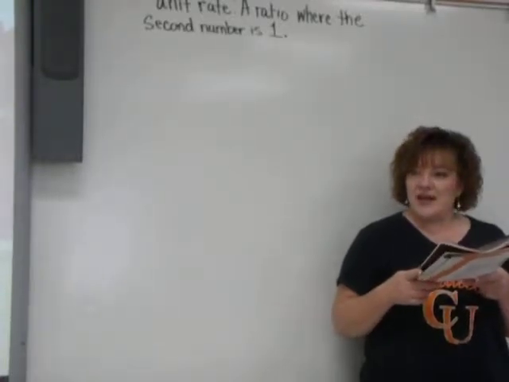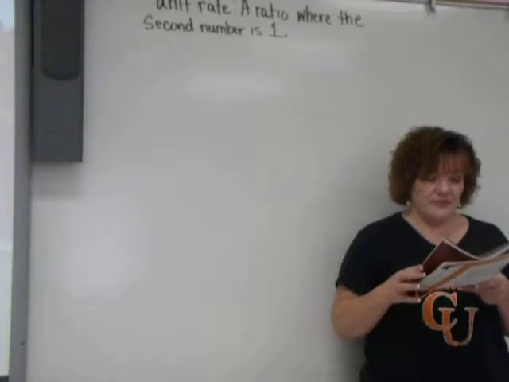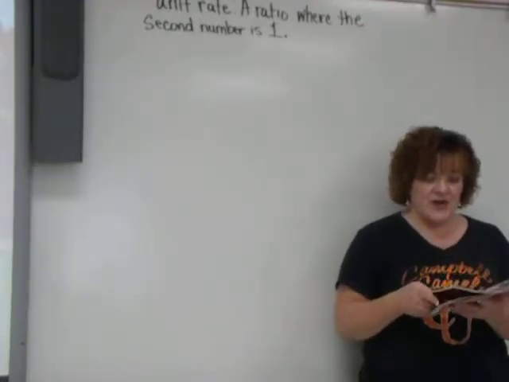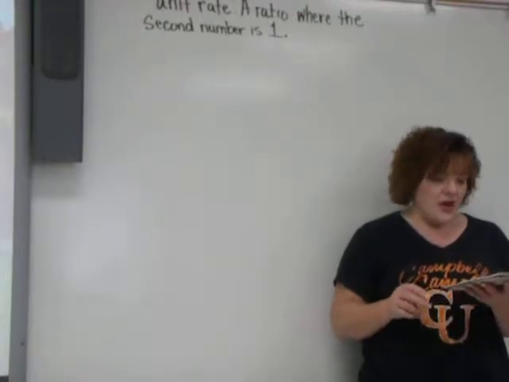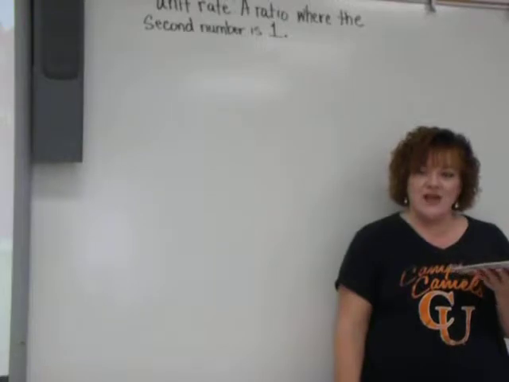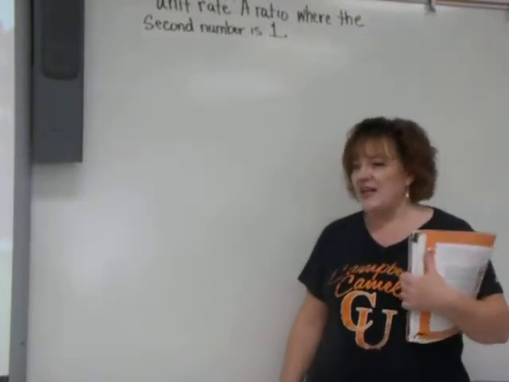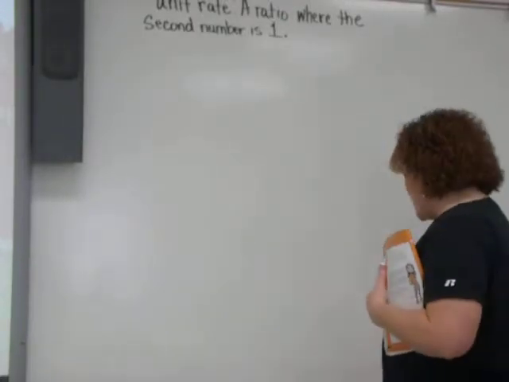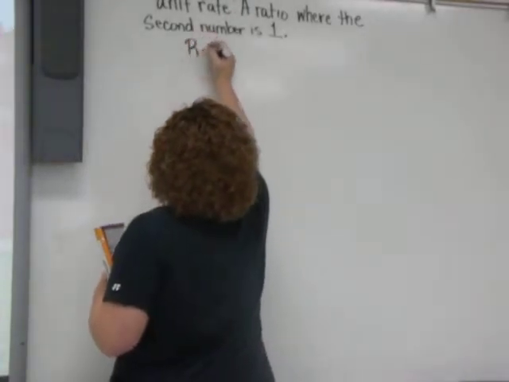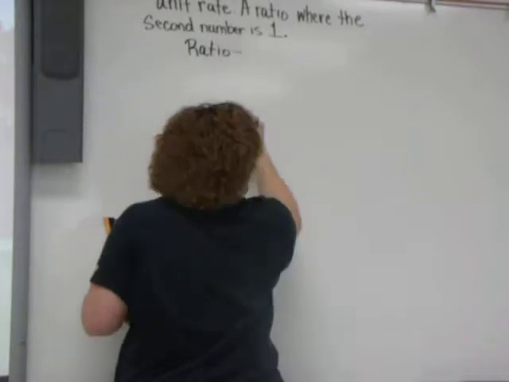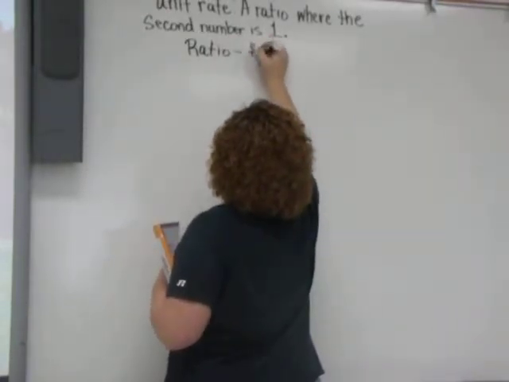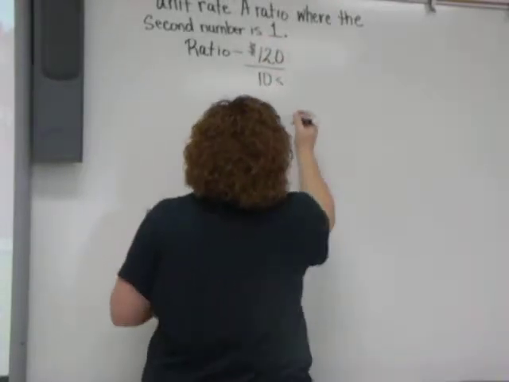Ratios can be written in many different ways. Suppose the cost of 10 students to go on a field trip is $120. You can write the ratio to show how these quantities are related. On the back of your recording sheet is where you are taking these notes. So the ratio is $120 to 10 students.